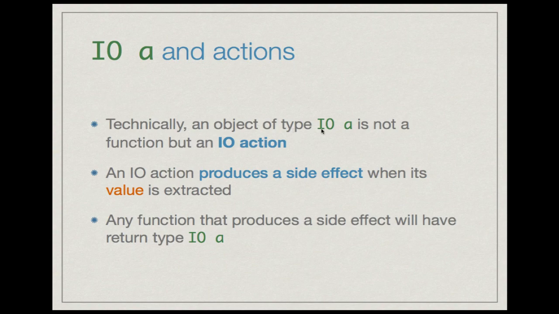Technically, an object of type IO A is not usually referred to as a function but as an IO action. This is an important distinction. An IO action produces a side effect when its value is extracted. Any function that produces a side effect will have return type IO A.